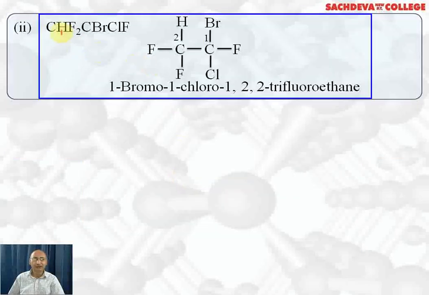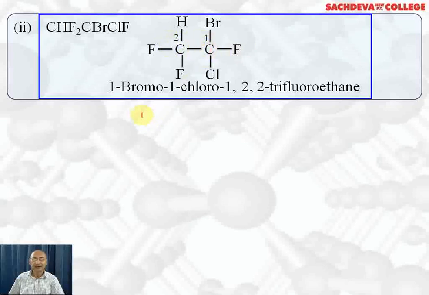Second compound, this carbon is attached to one hydrogen and two fluorine. This carbon is attached to Br, Cl and F. Now, counting will start from this carbon because it consists of three halogens. And this gets second carbon.